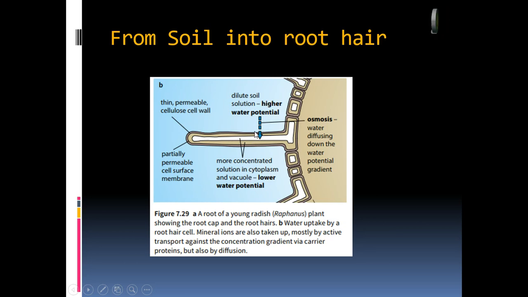So generally speaking, soil has higher water potential. The cells of the root, especially the root hair cells, have lower water potential. So water moves into the root hairs by osmosis down a water potential gradient. The large number of very fine root hairs provide a large surface area in contact with the soil, which will increase the rate of water absorption. Okay.